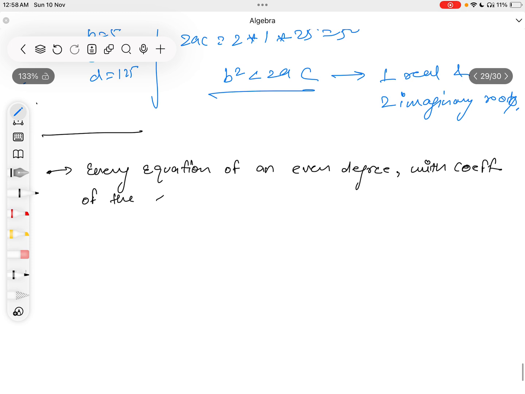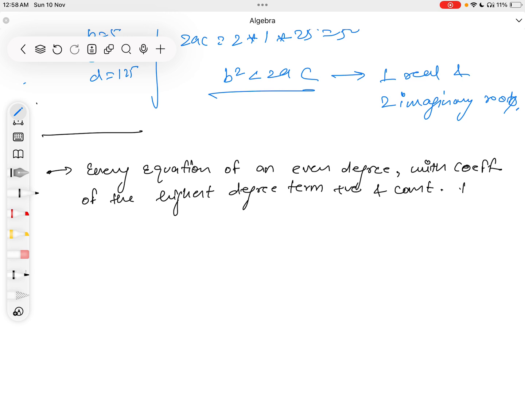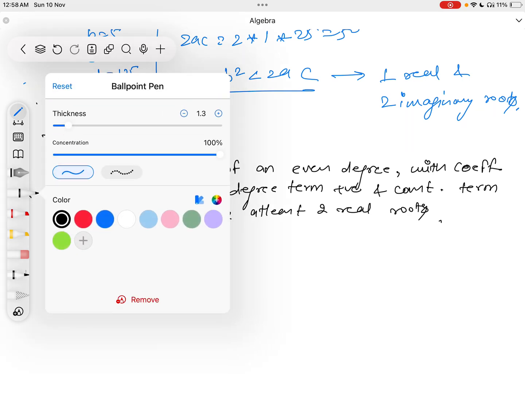of the highest degree term positive and constant term negative will have at least two real roots. So just remember it by heart.